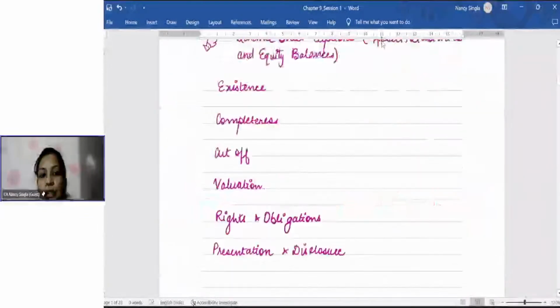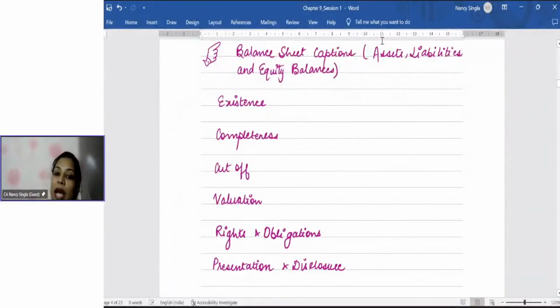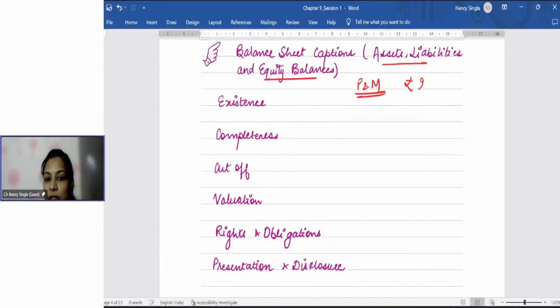So we have done balance sheet captions like your assets, liabilities, equity balance. Let's take the same example of plant and machinery of 2 CR. One of the assertions is that this plant and machinery actually exists on 31st March, let's say 2023. Existence assertion. To check this, what audit procedure will the auditor perform? One example can be physical examination of plant and machinery, go and see that it is actually kept here. It actually exists, right?